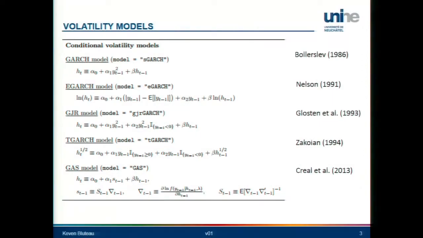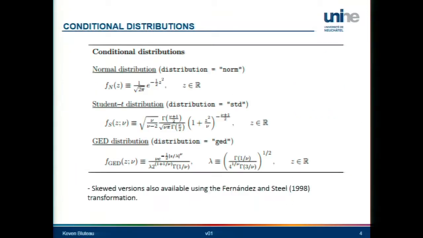The building blocks of the MSGARCH model are the single-regime models. In the package, we have, of course, the GARCH model, and some asymmetric models such as the eGARCH, GJR, the TGARCH, and the newest popular conditional volatility model, the GAS model, that Leopoldo presented in the GAS package this morning. For conditional distributions, we have the normal and some fat-tailed ones, the Student t and the GED distribution. Also the skewed versions with the Fernandez and Steel transformation.